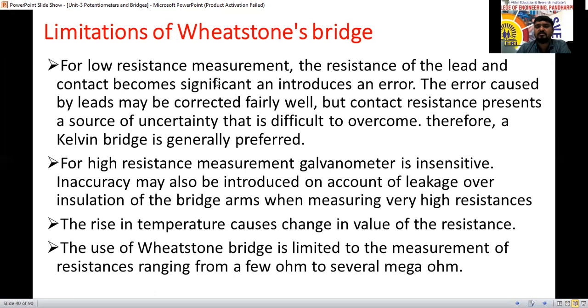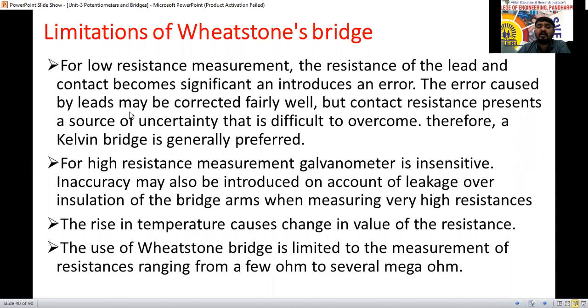For low resistance measurement, the resistance of the lead and contact becomes significant and introduces an error here.